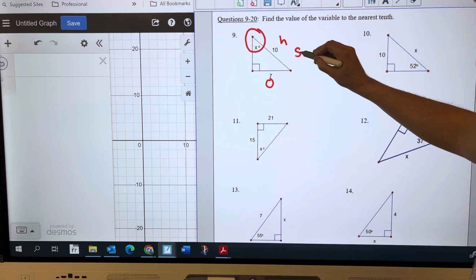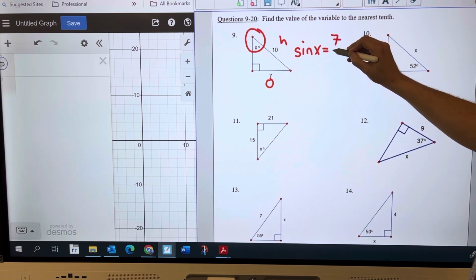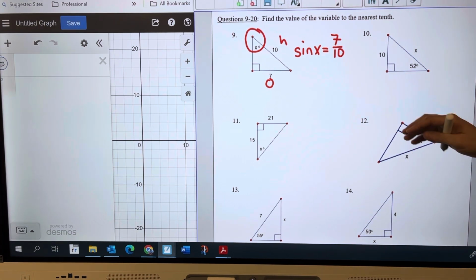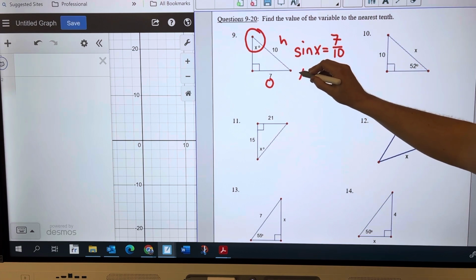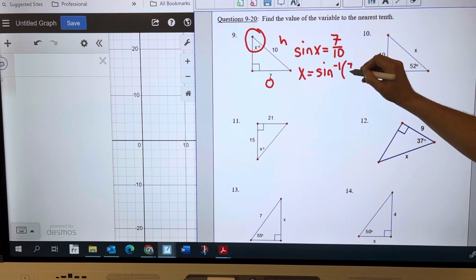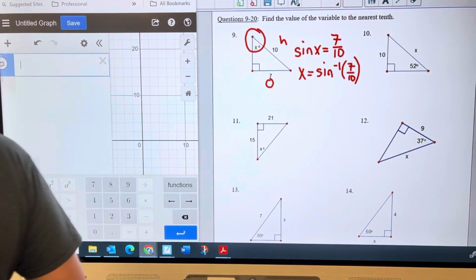So I know sine x equals opposite over hypotenuse. Since I'm looking for the angle, I'm going to use the inverse of the sine. So I know x equals sine inverse of 7 over 10. Over here to my calculator.